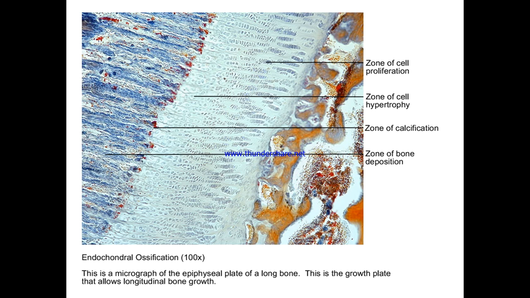This picture shows the growth plates that allow longitudinal bone growth. First, zone of cell proliferation, then zone of cell hypertrophy, then zone of calcification, and then zone of bone deposition.